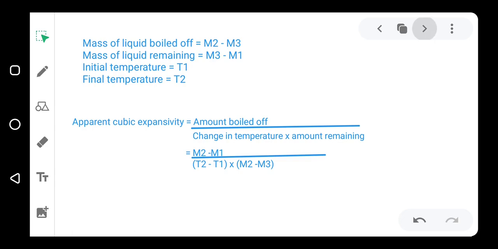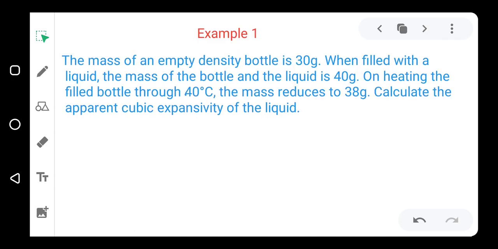Now let's look at some examples. In this example, we are told that the mass of an empty density bottle is 30 grams. When filled with a liquid, the mass of the bottle and the liquid is 40 grams. On heating the filled bottle through 40 degrees, the mass reduces to 38 grams. Calculate the apparent cubic expansivity of the liquid. How do we do this?